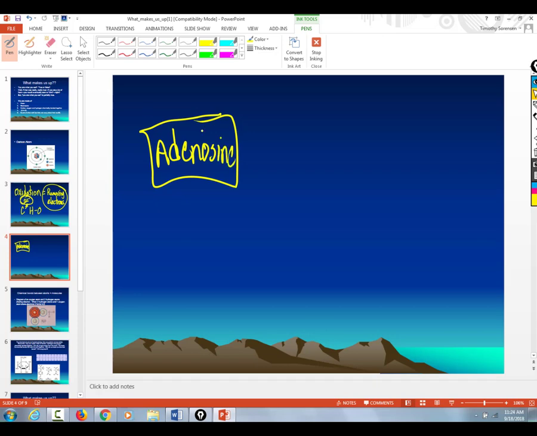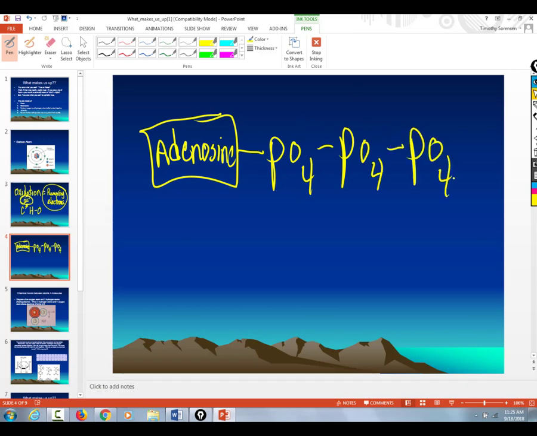That says adenosine. What's this? Say yeah. Onesie, twosie, trisie. You got me? This is a molecule of adenosine triphosphate. You got me? This is the only source of energy a cell can use. If a cell needs energy, where does it get it from? It gets it from ATP. Say yes, ATP.